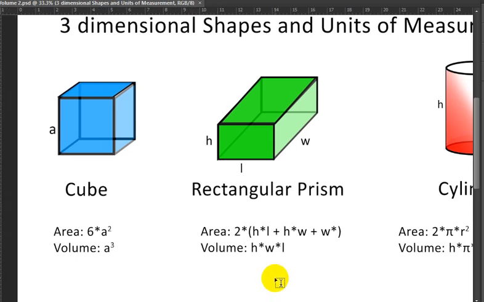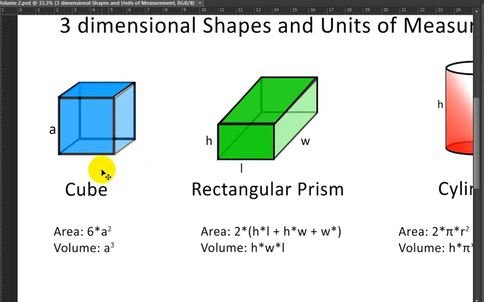So first we're going to talk about the area. The area of the shape is basically the surface of the shape. Imagine you bought this as a gift, right? And you wanted to wrap it. And you wanted to figure out how much wrapping paper you needed to use. Well, that's the area. That's what the area means.